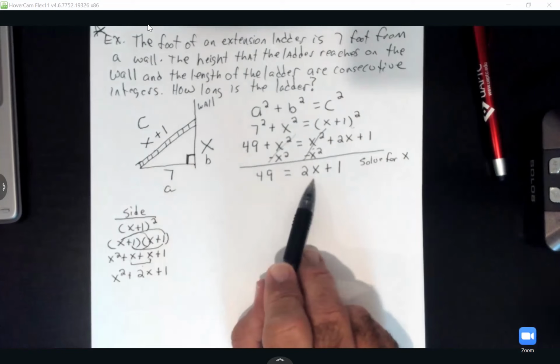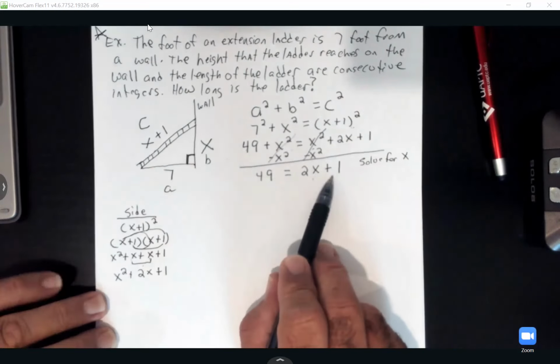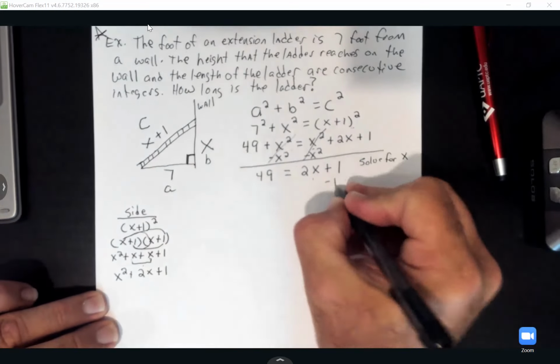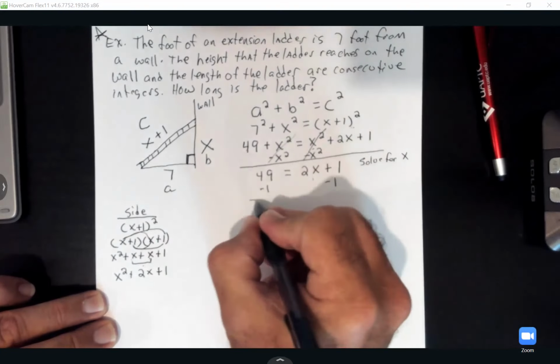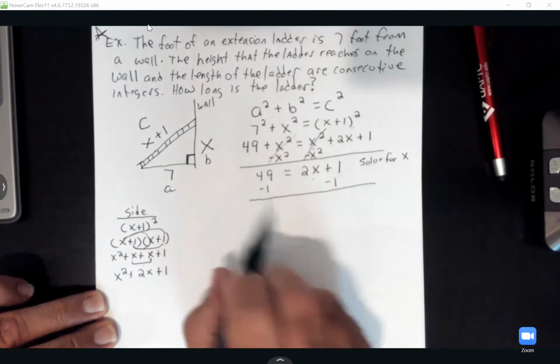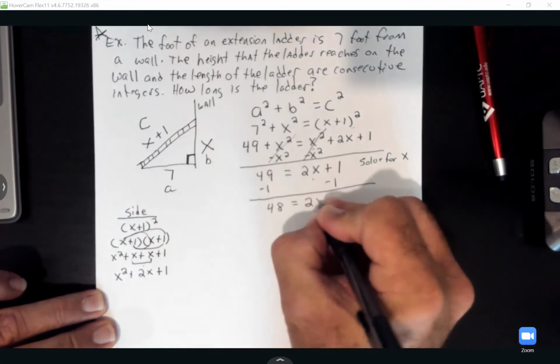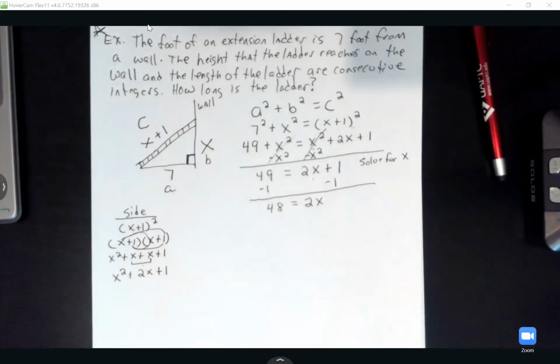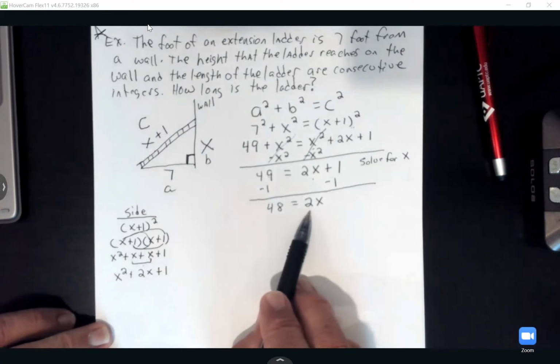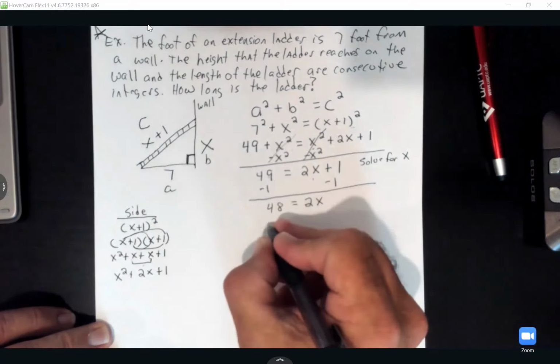So we want to get the 2x by itself. So that 1 is going to be subtracted from both sides. So 49 minus 1 will give me 48 equal to our 2x. And if you notice, since the x squared stuff went away, this will only give me one answer. I'm not going to get a negative answer and a positive answer on this one. Okay. All right, that's 2x. Turn that into 1x. Divide both sides by 2.